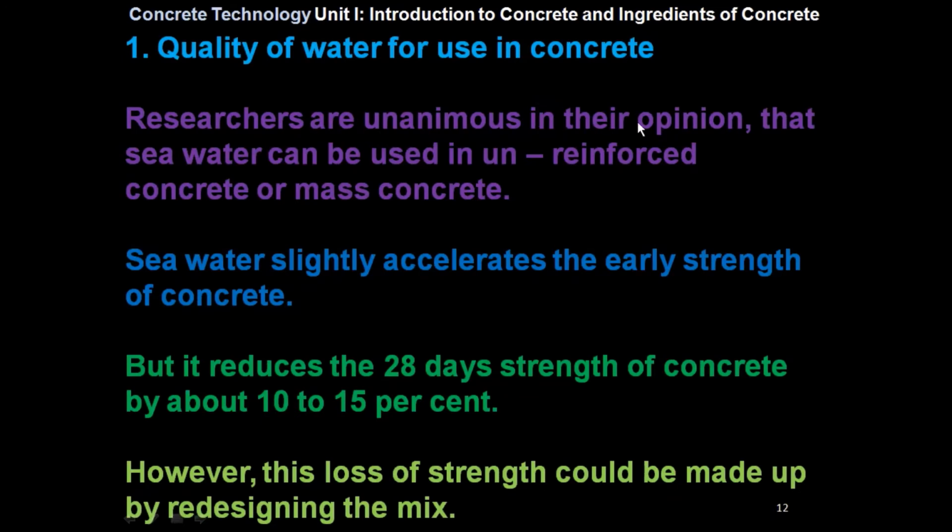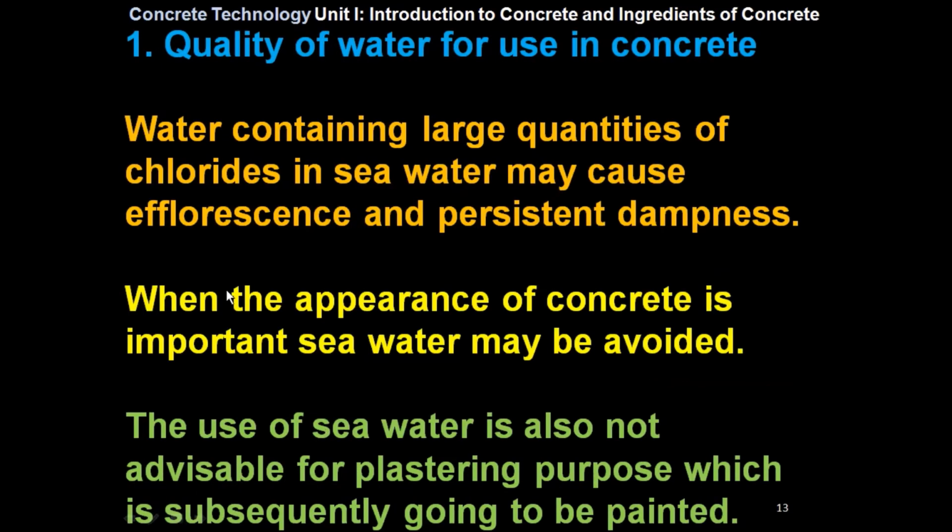Researchers are unanimous in their opinion that seawater can be used in unreinforced concrete or mass concrete. Seawater slightly accelerates the early strength of the concrete, but it reduces the 28-day strength of the concrete by about 10% to 15%. However, this loss of strength could be made up by redesigning the mix. Water containing large quantities of chlorides, as in seawater, may cause efflorescence and persistent dampness. When the appearance of concrete is important, seawater may not be used. The use of seawater is also not advisable for plastering purposes which is subsequently going to be painted.